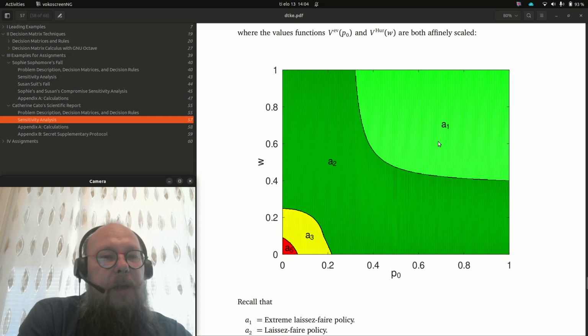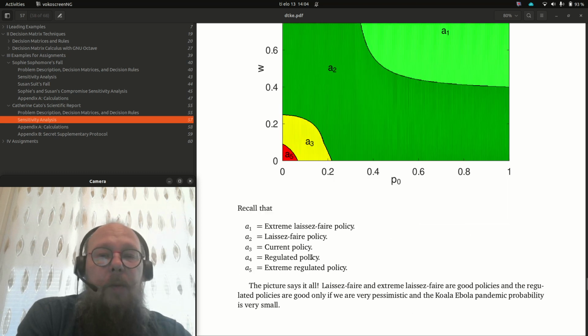So this picture says that right-wing or libertarian policies are good, and the left-wing or regulated policies are bad. We shouldn't use them unless we are very pessimistic and expect the Ebola pandemic to be pretty sure. So the picture is relatively clear about that. So that was the solution.